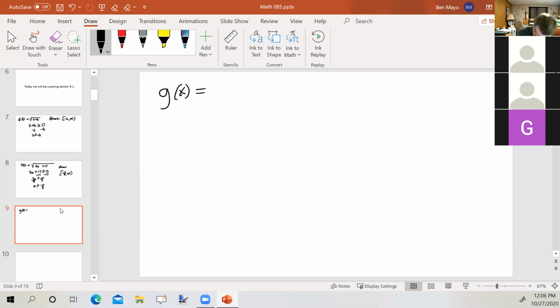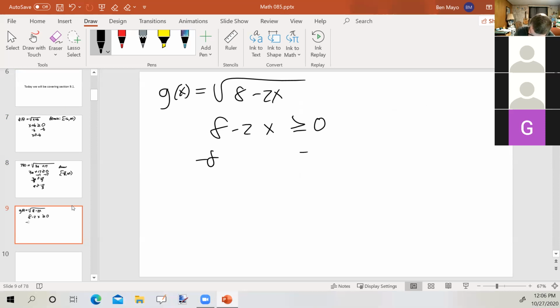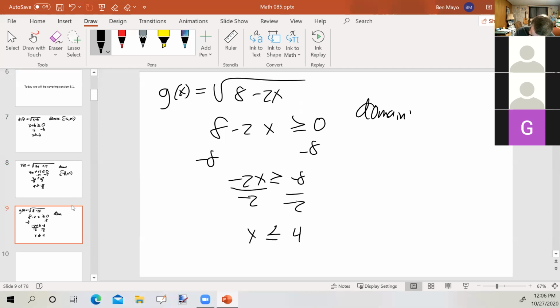G of x equals the square root of 8 minus 2x. We're taking an even root, so the radicand has to be greater than or equal to 0. Subtract 8, I get negative 2x greater than or equal to negative 8. But what happens when you divide both sides of an inequality by a negative number? You change the direction of the sign. So here the domain is up to and including 4. So here you could have all kinds of negative numbers because it's minus 2 times the negative number, which makes it positive inside.